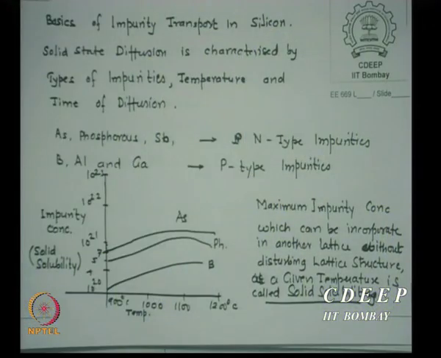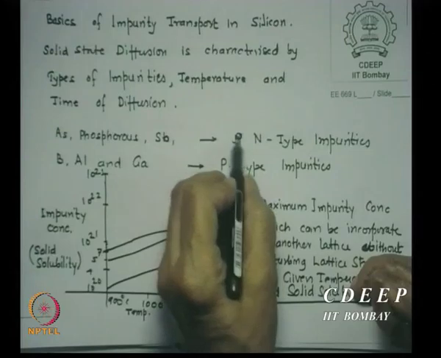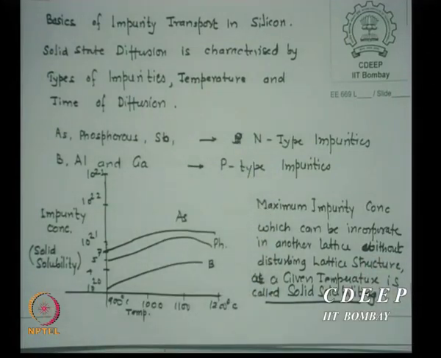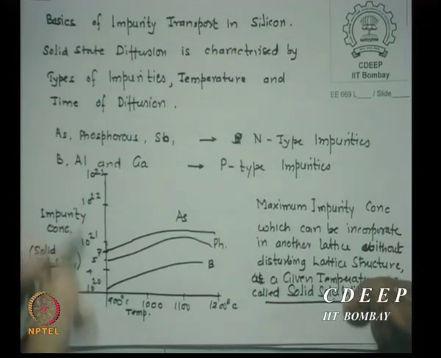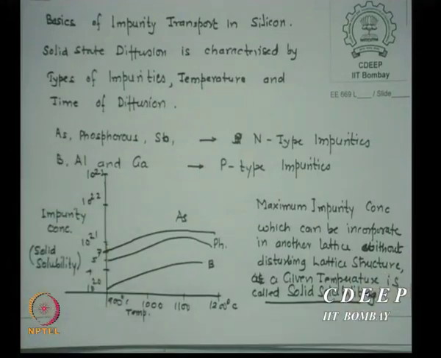However, as of now arsenic, phosphorus and antimony are standard n-type impurities, and boron, aluminium and gallium are mostly p-type impurities. 99% of the time now we use arsenic as the n-type dopant, and boron even now is the only good dopant for p-type. There are some devices in which boron plus aluminium has been tried, but it's not a great success. Some new methods are being tried, which we will discuss some other day.